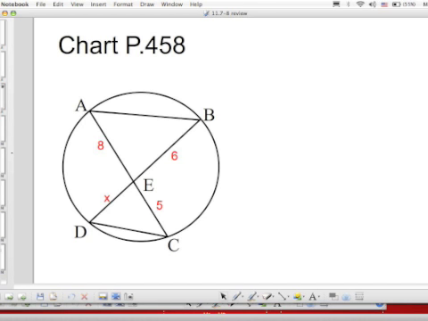On page 458, there is a chart. Be able to fill in that chart. You will have one like it on your test. I also liked this question on the homework assignment, so let's make sure we're familiar with it.